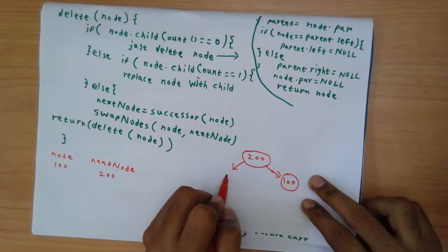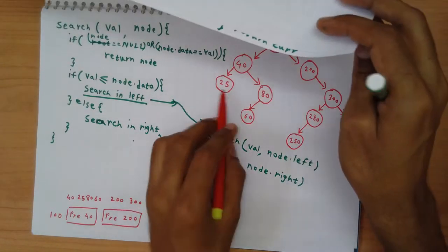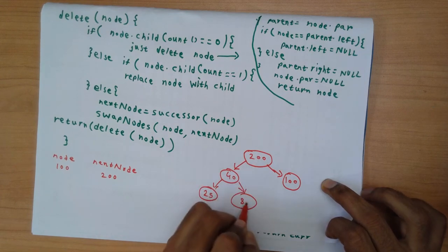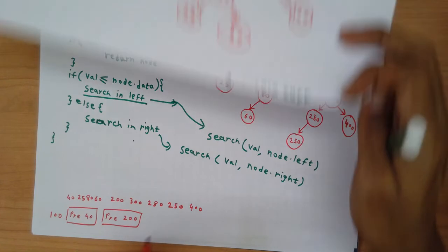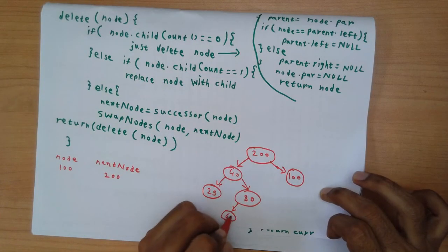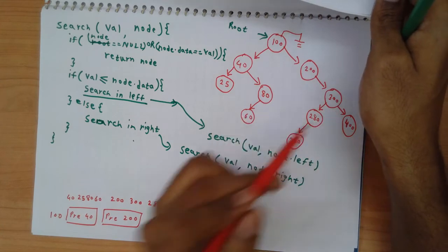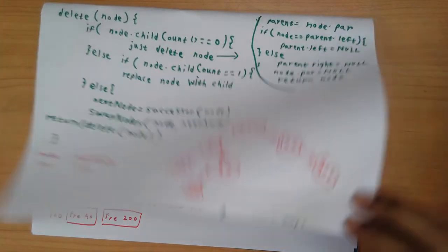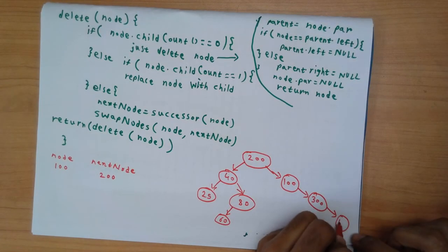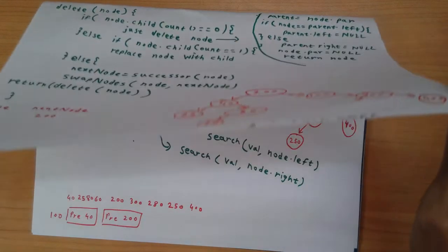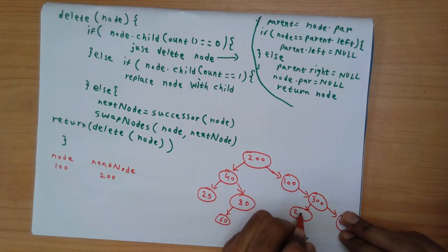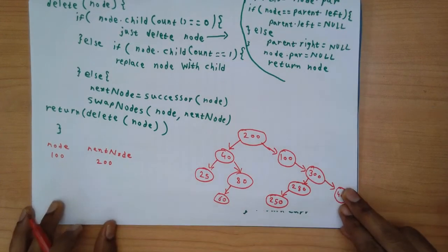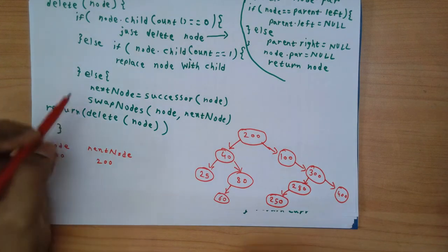40, and 40 has 25 and 80. And then 80 has 60 as the left child. And for 100 I will have 300 as the right child. And 300 would have 400 as the right child. And the left child of 300 is 280. And left child of 280 is 250. Once I swap the nodes, that's the tree I will get after swapping the nodes.